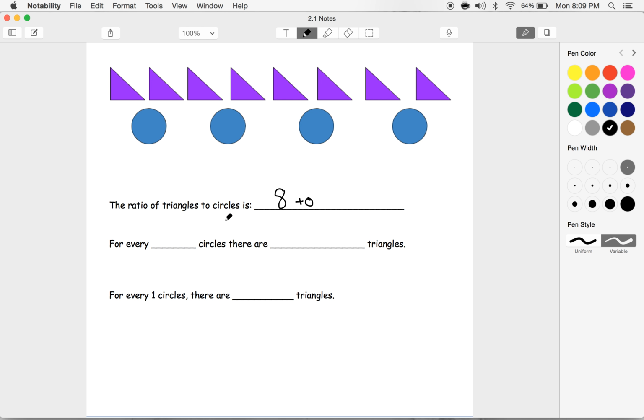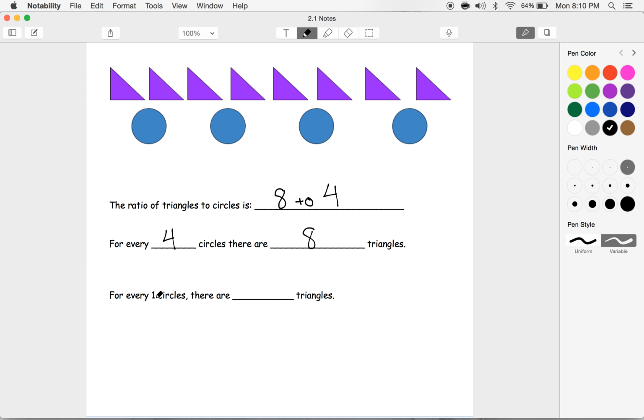Second word they ask about is circles. So 1, 2, 3, 4 circles. Okay, so for every blank circles, there are blank triangles. Well, I can say for every 4 circles, there are 8 triangles.